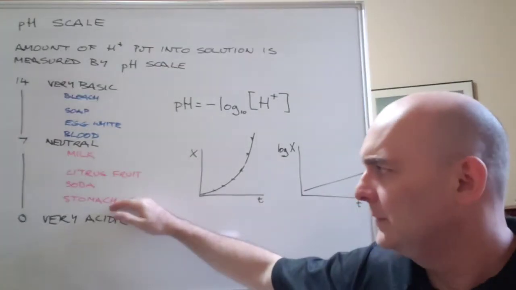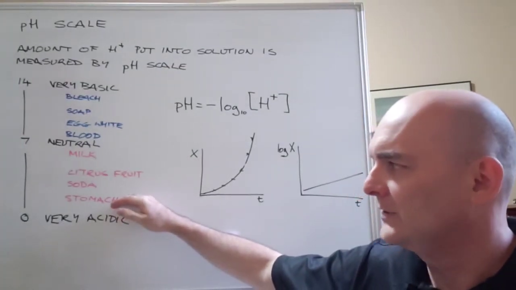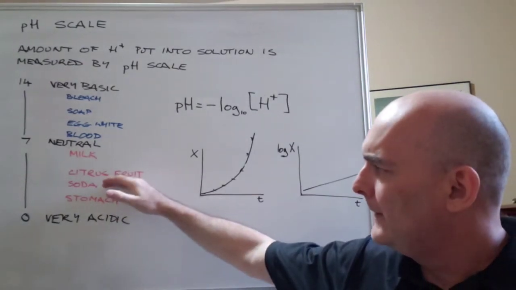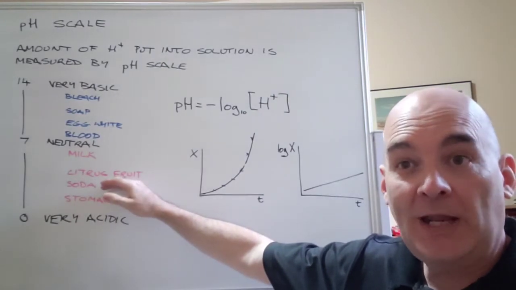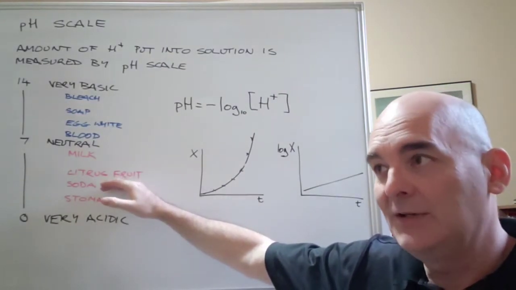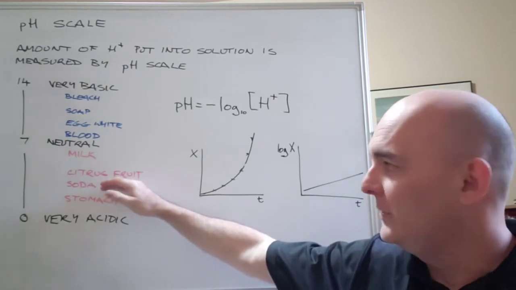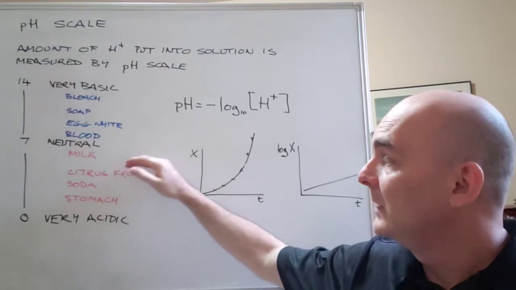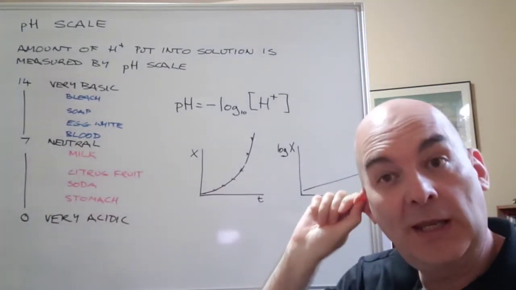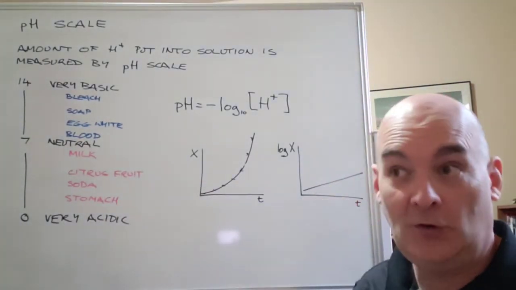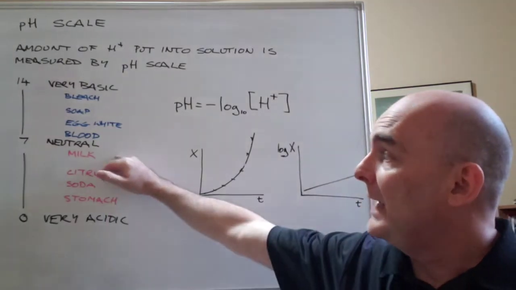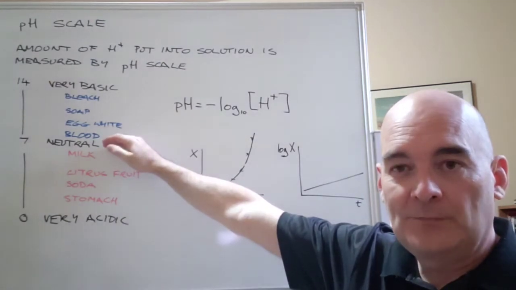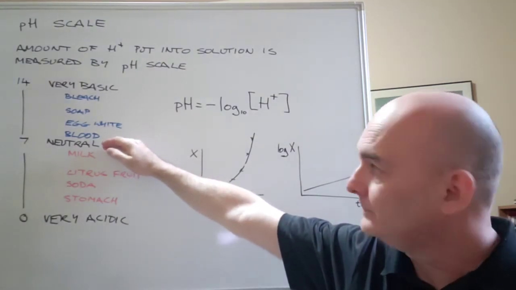At 1 or 2 pH, we have things like the contents of your stomach. Stomach acids are at pH 2. Depending on how much phosphoric acid and citric acid is in your carbonated beverage, your soda might have a pH of 3 or 4. The fruit juice that you're drinking might have a pH of 4. Milk has a pH of around 6. Pure water has a pH of 7.